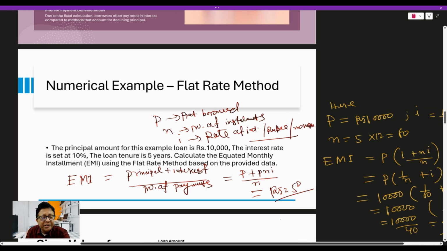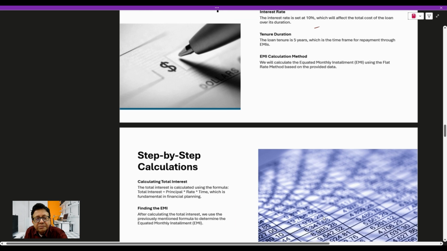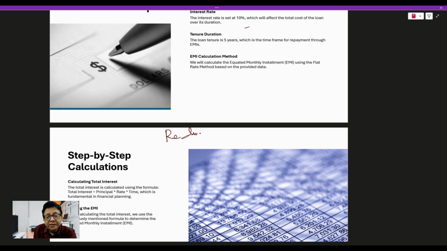Next one is going to be on this amortization of loan, or this I can say the reducing balance method. What is that?